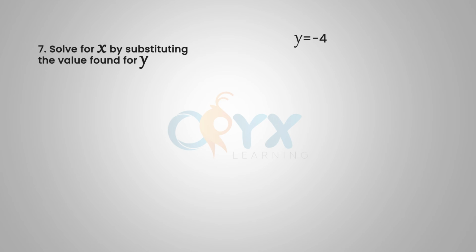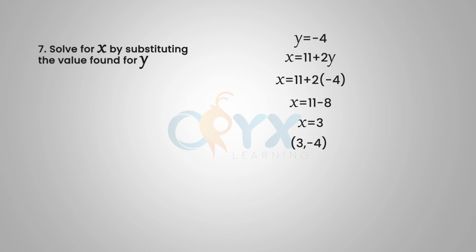If y equals negative 4, I can solve for x by substituting in a negative 4 for y. So if x equals 11 plus 2y, and I substitute in a negative 4 for y, I get x equals 11 plus 2 times negative 4. Simplifying down, we get 11 minus 8, or x equals 3. The solution to the system is the point 3, negative 4, when x is 3 and y is negative 4.